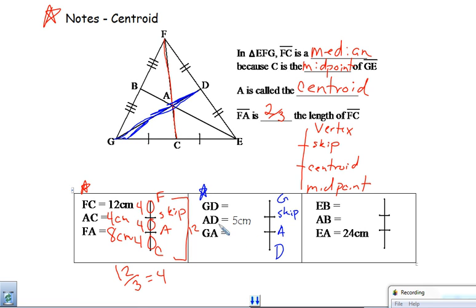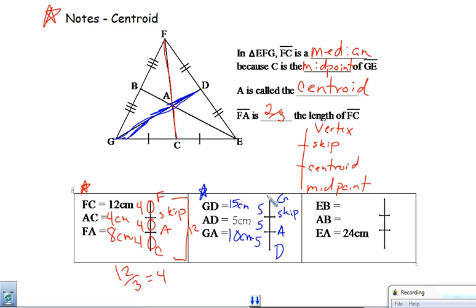In this one they gave us A to D, so A to D here is 5, and since that's already just the 1/3 of this, each of these sections is going to be 5. So when I want to know G to D, G all the way to D takes up 3 of these sections, so 5 times 3 is 15 centimeters. And G to A takes up 2 sections, which is 10 centimeters.